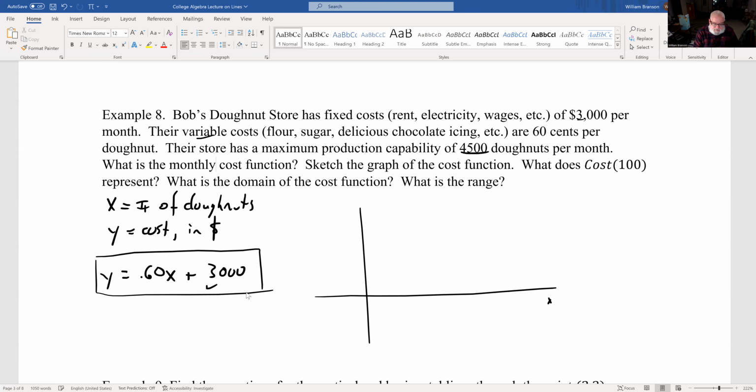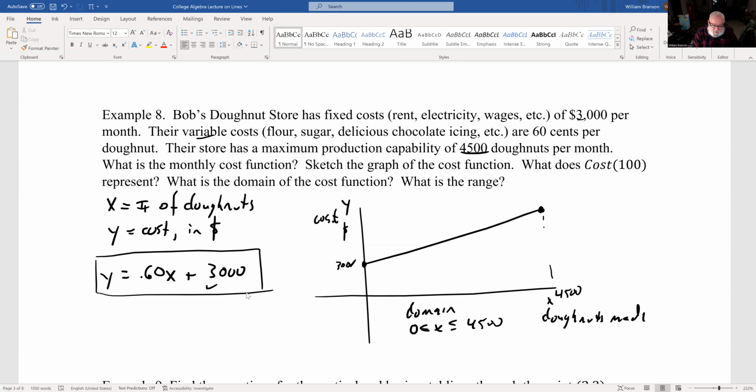So that's the graph function. The domain is 0 less than or equal to x less than or equal to 4,500, because that's how many donuts they can make. Maximum is 4,500. And of course, we only want integers in there. For ease of representation, we just draw on the line, but really you're not going to make a third of a donut. So I'm clear what that would be. The domain of the cost function is integers between 0 and 4,500.